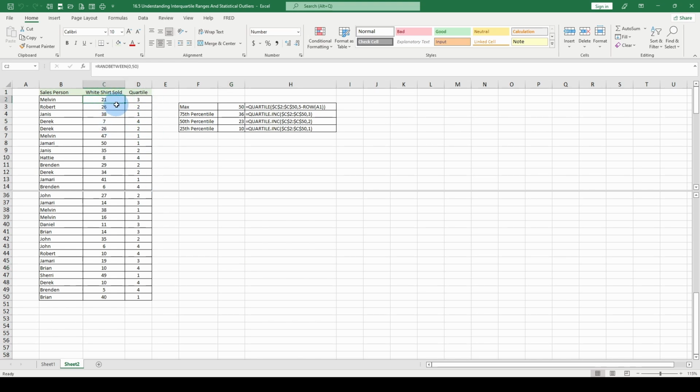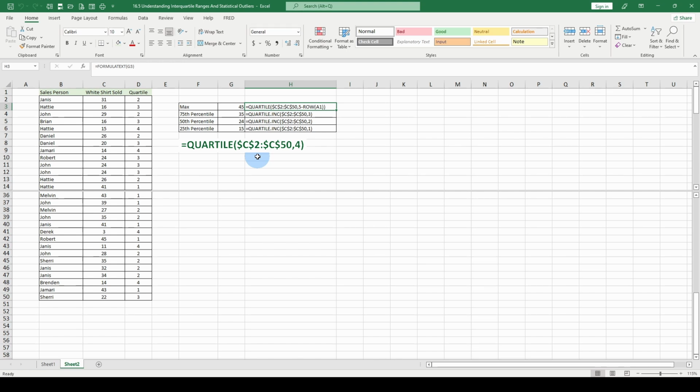I have a random in between here. I just use a random number. So sorting this is useless. The point is we can quantify and identify who the best sellers and the worst are. And we just use this simple quartile function built into Excel. There are two different ways to quantify this information.